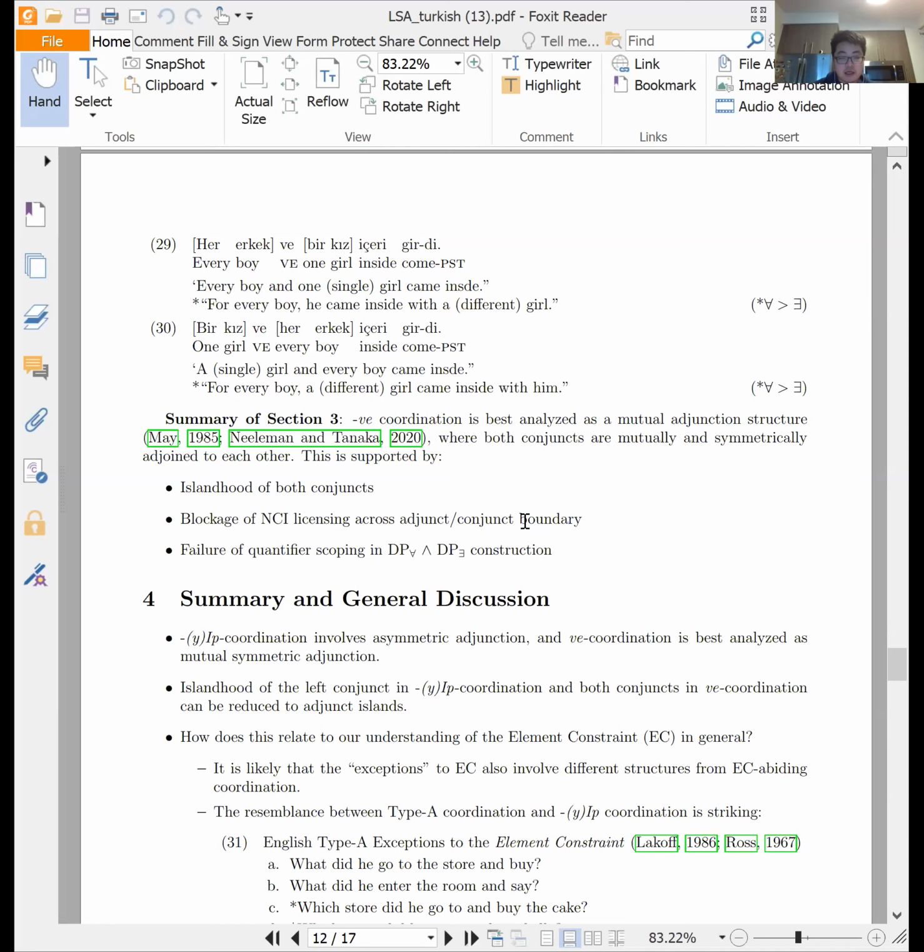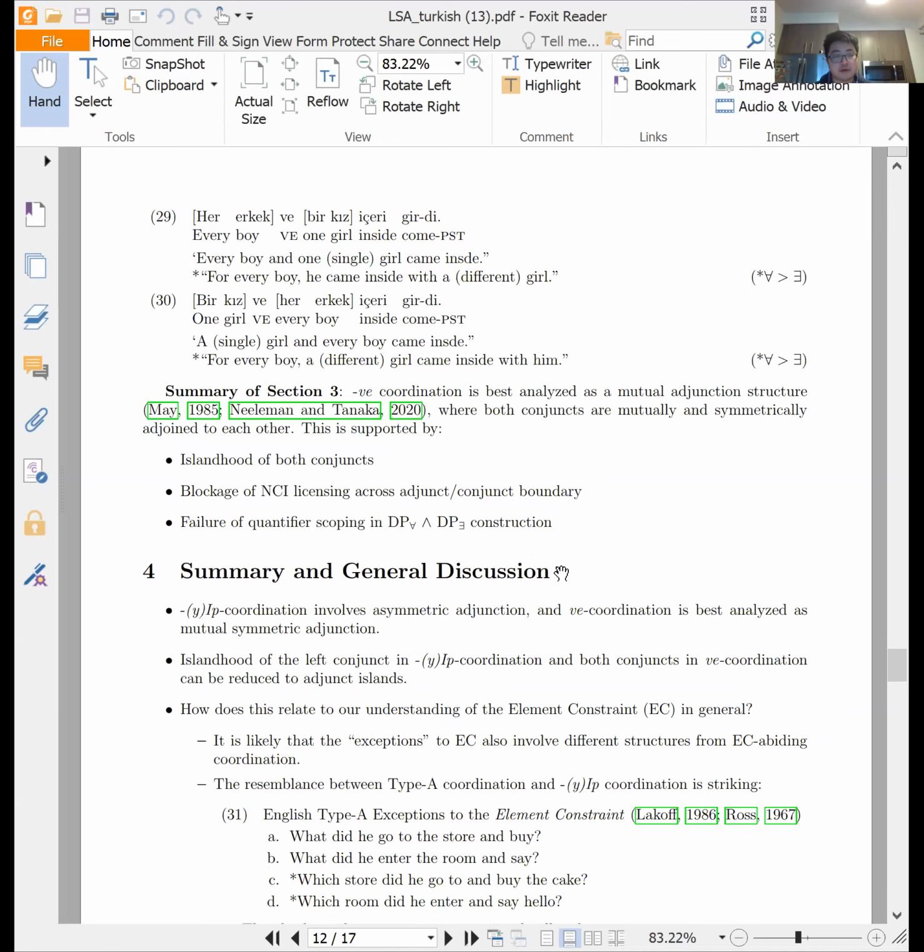Just to summarize, in this section, we saw that Vape coordination is best analyzed as a mutual adjunction structure, and the analysis is supported by the islandhood of both conjuncts, the blockage of NCI licensing by conjuncts, and finally, the failure of quantifier scoping.